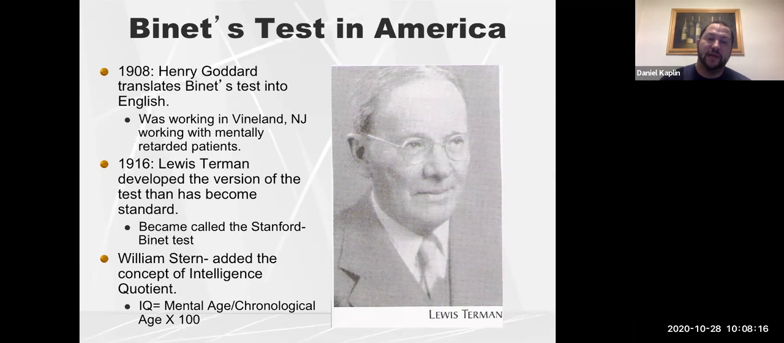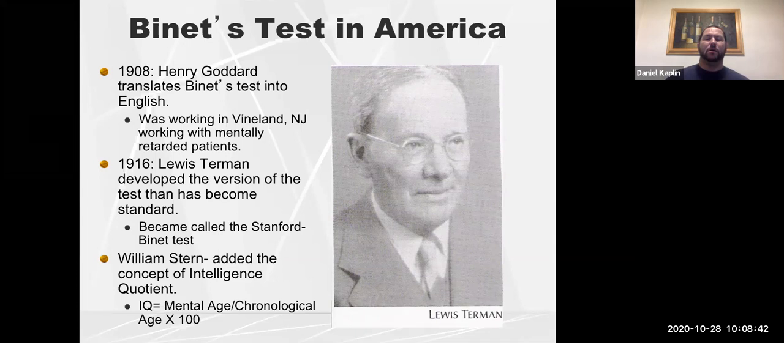Another person, instead of referring to just mental age, William Stern added the term IQ or intelligence quotient. And IQ is just a number. Now, instead of just having an age bracket, we have a number. And what we know about IQ today is the average IQ is 100. So how do we do that?